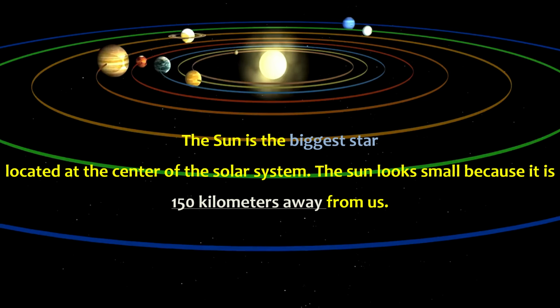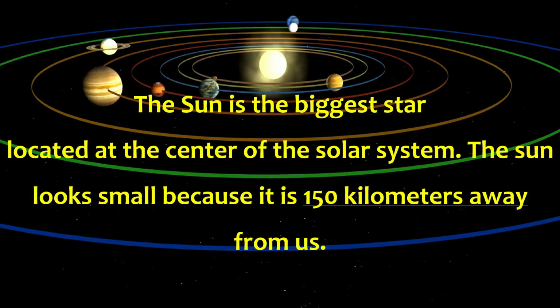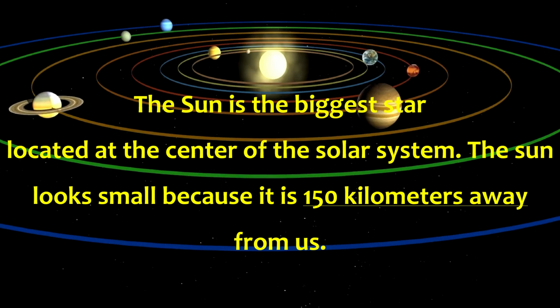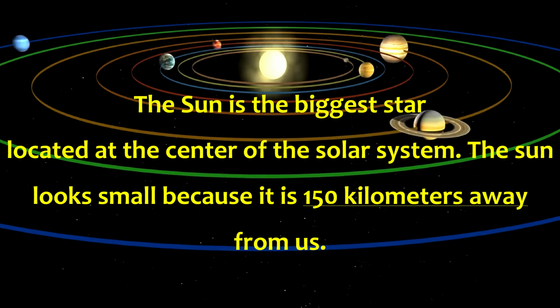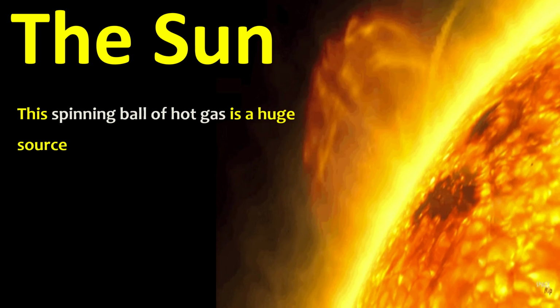The sun looks small because it is 150 kilometers away from us, or it is 150 kilometers away from the solar system, from the earth. So the sun is what you call like that. Everything is revolving around the sun. Okay? And this is what the sun looks like.